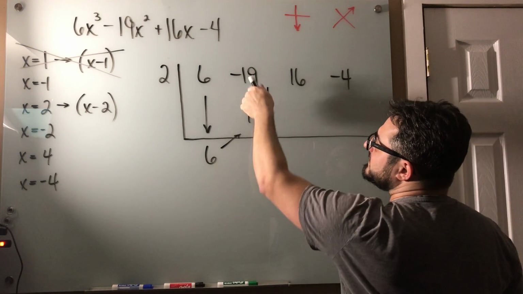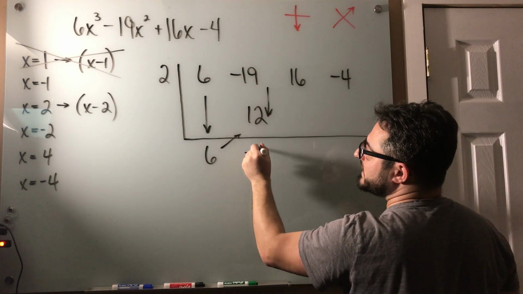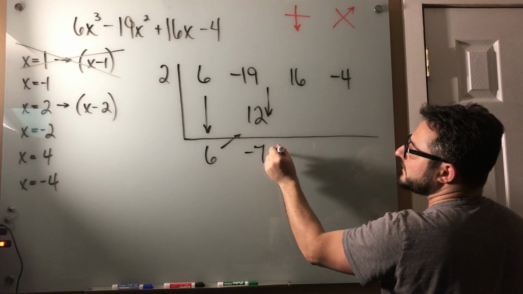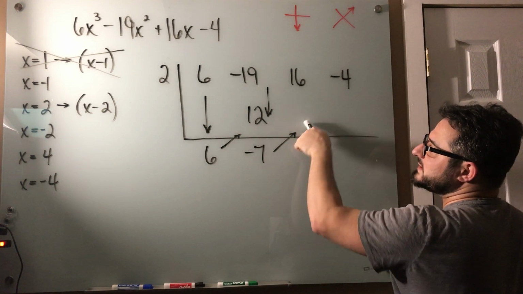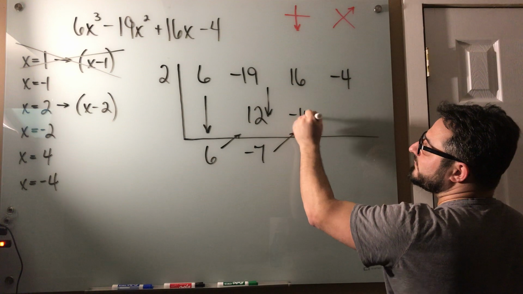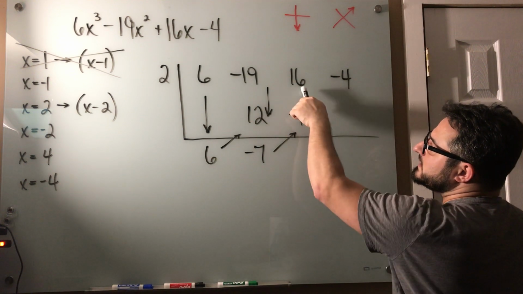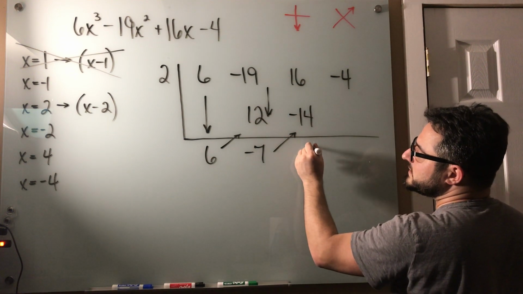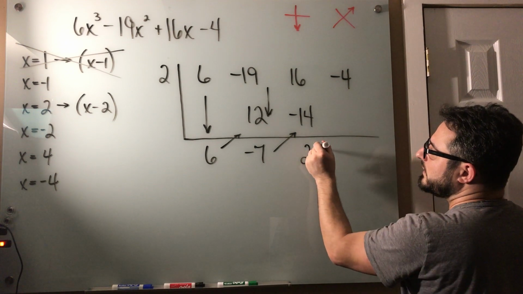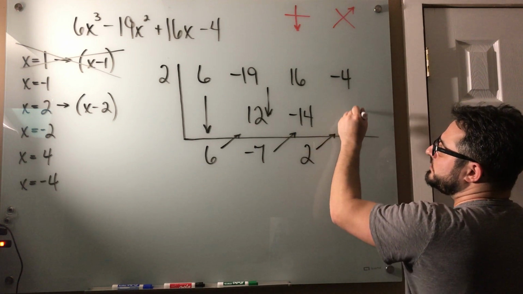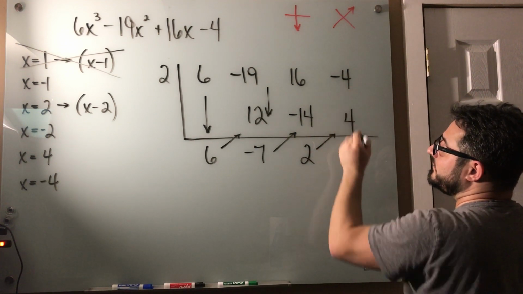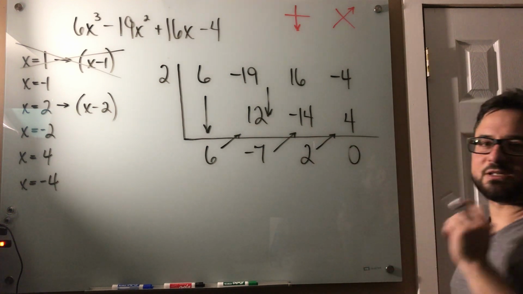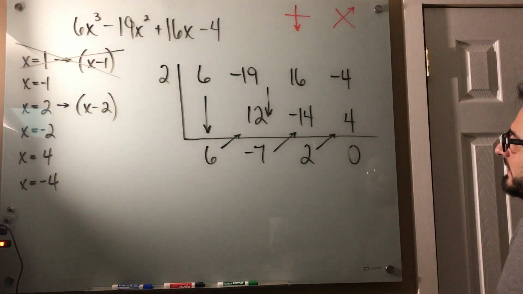We go vertical, negative 19 plus 12 is negative 7. Diagonal, negative 7 times 2 is negative 14. 16 and negative 14 is positive 2. Positive 2 times positive 2 is 4. And negative 4 plus 4 is 0. Perfect. It's exactly what we need.